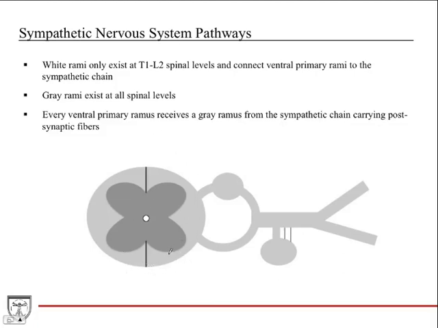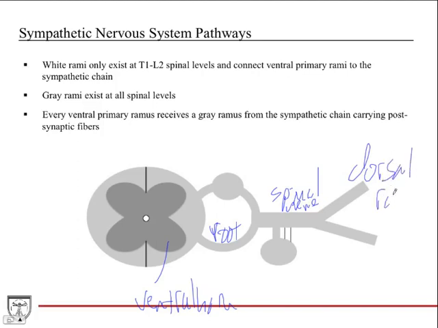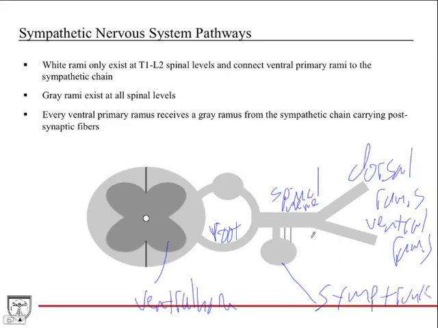So you have your spinal cord here. This is your ventral horn. This is your ventral root. This is your spinal nerve. Okay, this is your dorsal ramus. And this is your ventral ramus, okay? Now, this is your sympathetic chain, or your sympathetic trunk, okay? Now, this is the white rami, the white ramus. And this is the gray ramus, okay?